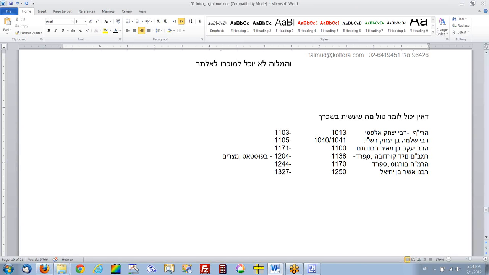At the same period of time here, 1138 to 1204, is the Nesher HaGadol, the great eagle, the Rambam. Now the Rambam is in the Sephardic tradition. He's following the Rif, but he goes one step further than the Rif.